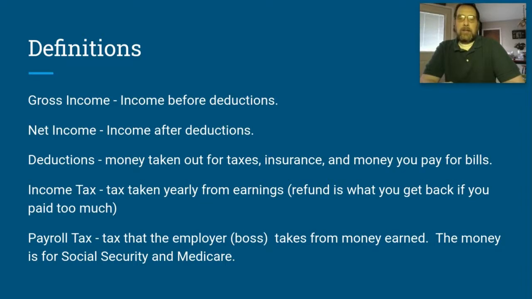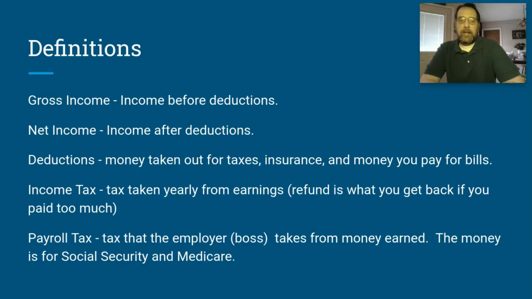Income tax. It's tax that is taken out on a yearly basis from your earnings. The tax is taken out each month and then calculated at the end of the year. And then the state calculates how much taxes you should have paid. And if you pay too much money, they give you their money back. That's called a refund.